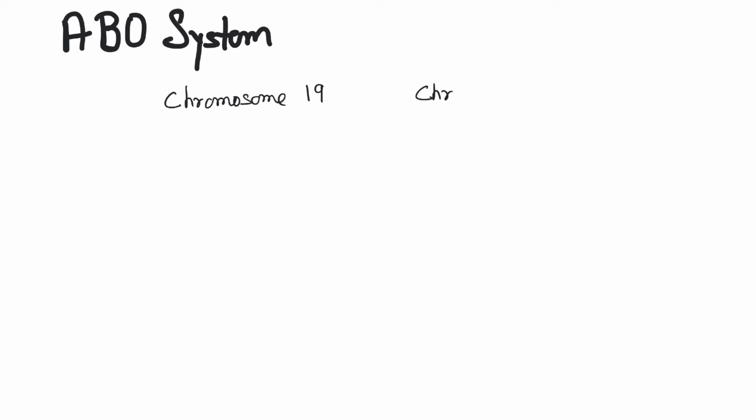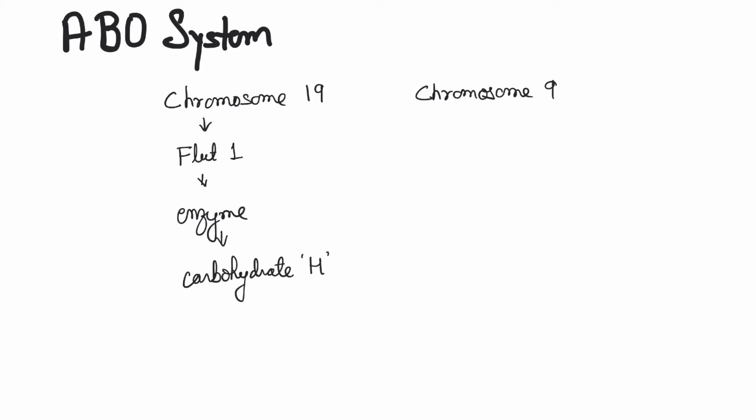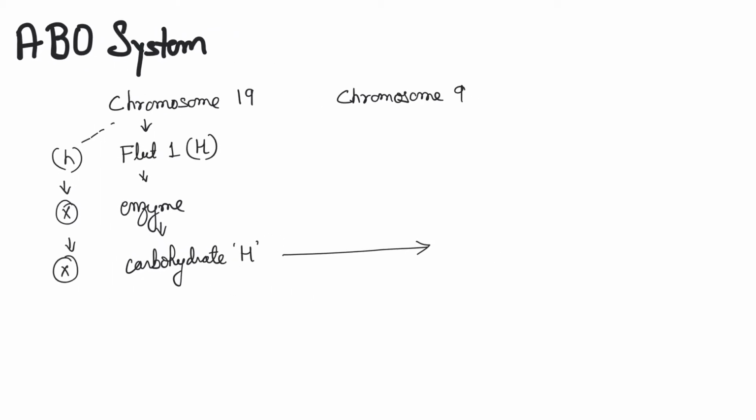Two chromosomes play a very crucial role for the ABO system, that's chromosome 19 and 9. Chromosome 19 has a gene called the FUT1 gene, but right now we are just going to call it the H gene. The gene will code a protein, which is an enzyme. So if we have the big H copy, we'll have a carbohydrate H synthesizing enzyme. If you have a small h copy, no enzyme, no carbohydrate.